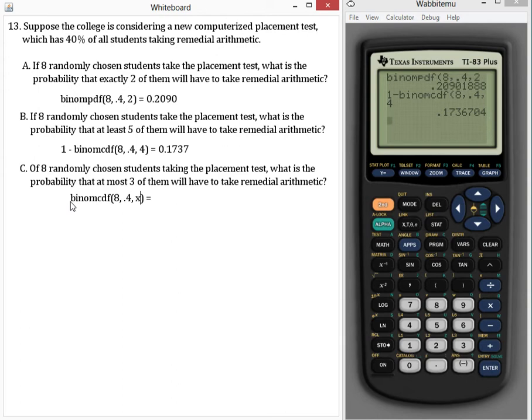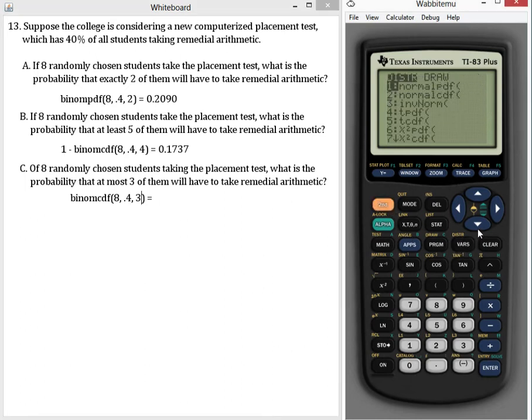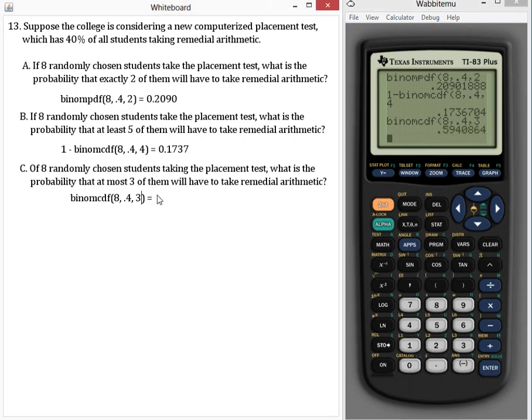So if we want at most 3, then we want 0, 1, 2, or 3 events to occur, which is nice because I just put the 3 in here, and that's exactly what Binomcdf is going to calculate for me. So I don't need to do complements or anything different. Just put those as inputs. 8, 0.4, 3. And we get the answer of 0.5941.